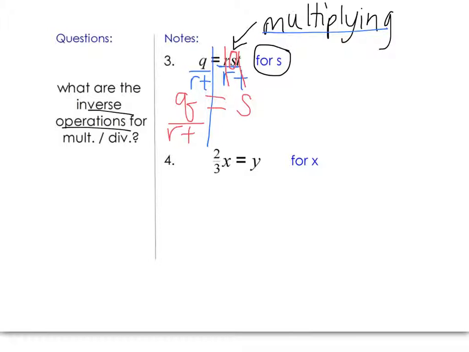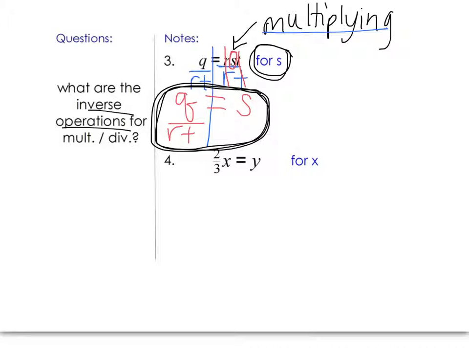Is my variable all alone? Is S all alone on one side? Yep. This is actually your final answer. It looks kind of funky, I know, but if your problem starts with a lot of numbers and a lot of letters, it's probably going to end with a lot of letters.